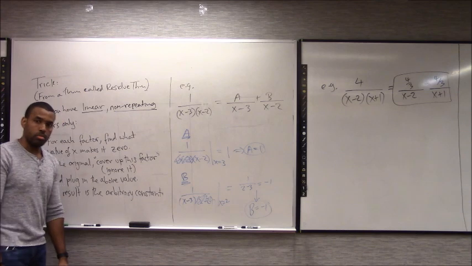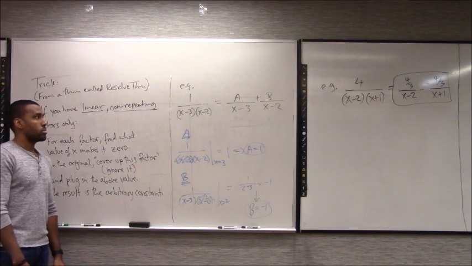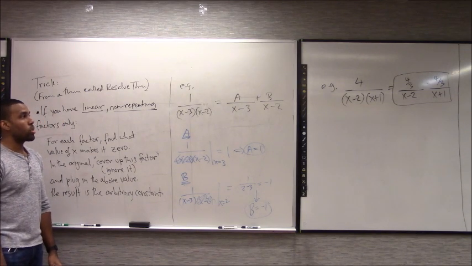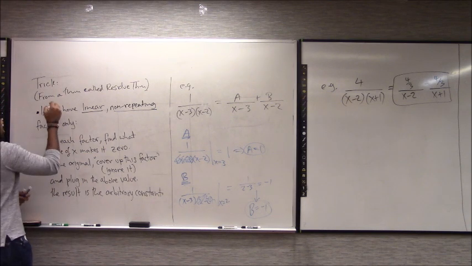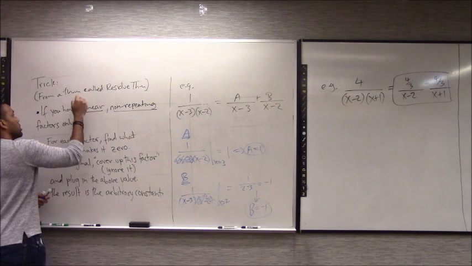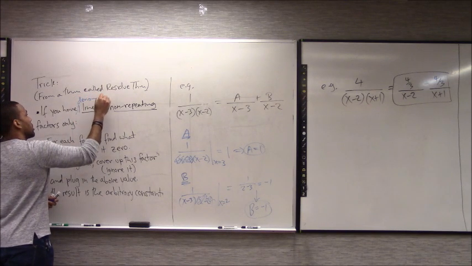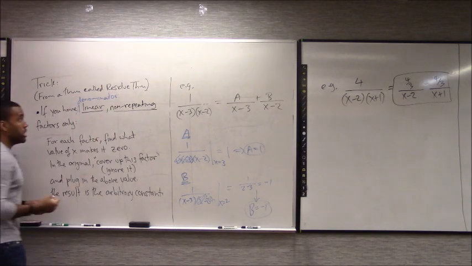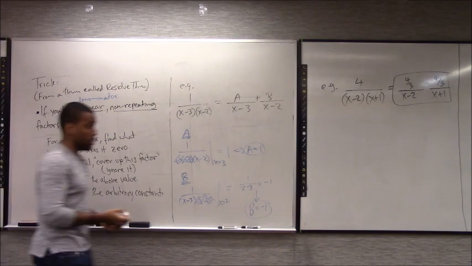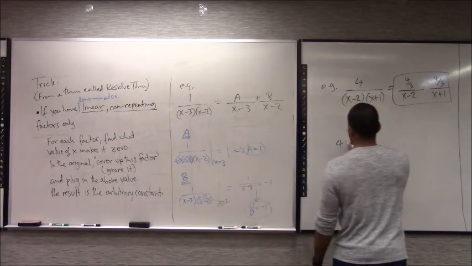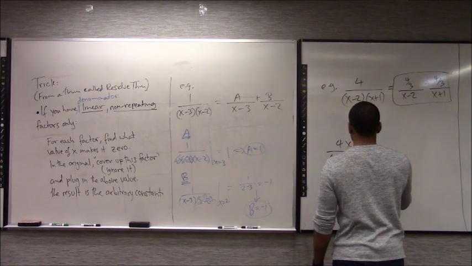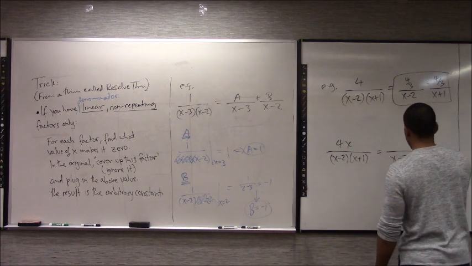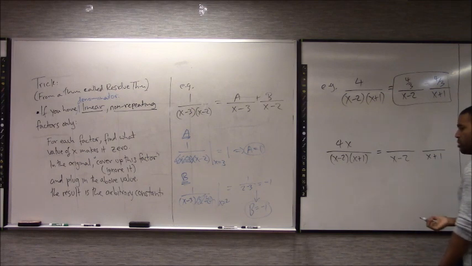Does the cover-up method work if the top is only a constant, or can it work otherwise? The cover-up method works in all cases where the denominator has linear non-repeating factors. So yes, it would still work if I had, say, 4x over x minus 2, x plus 1. I would still break this up into x minus 2, x plus 1. I don't care what the numerator looks like as long as it's proper.